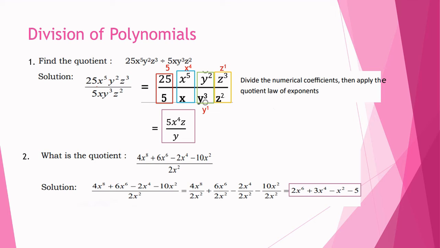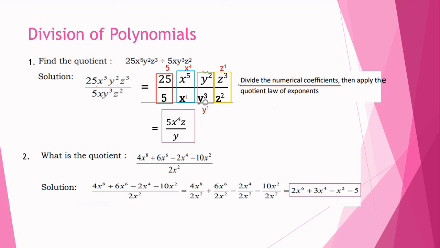Next is the division of polynomials. So how do you divide polynomials? For example, find the quotient 25x to the 5th y squared z cubed divided by 5x y cubed z squared. So all you have to do is to divide the numerical coefficient. So we have 25 divided by 5 is 5. So you will write 5 in the numerator. Then apply the quotient law of exponents. That is, you're going to subtract the exponent of the same base. So we have x to the 5th divided by x. That is 5 minus 1 is 4. So you will write x to the 4th in the numerator.